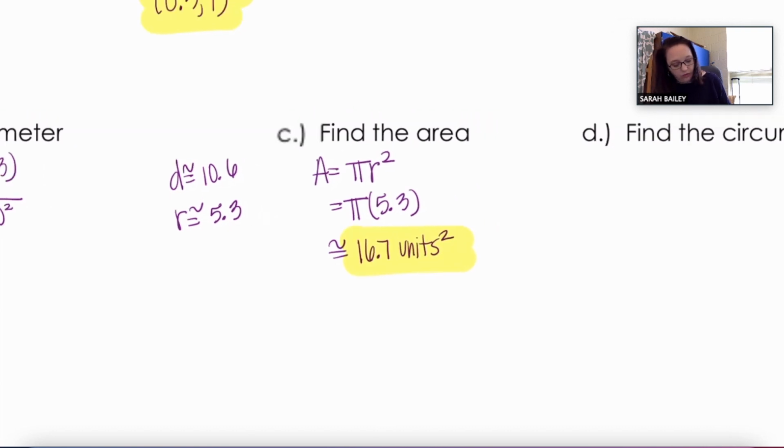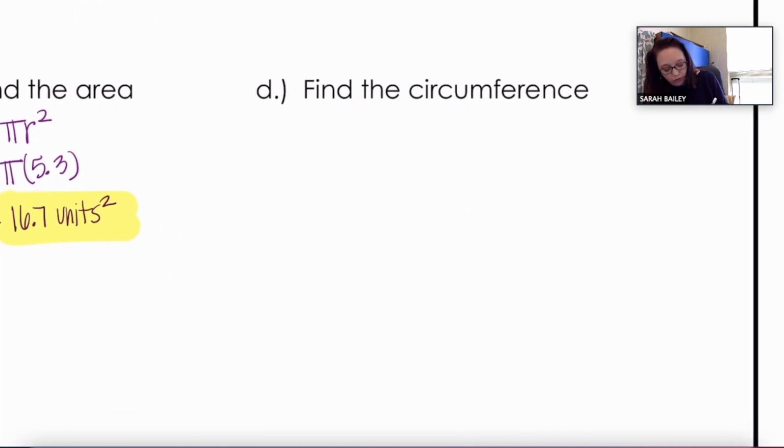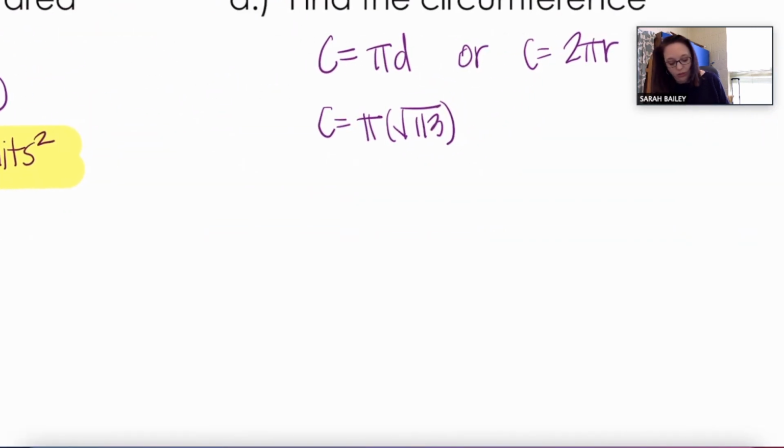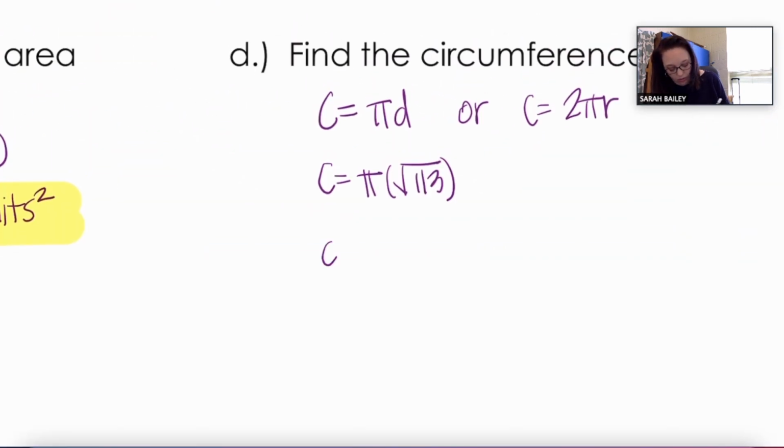Okay, and then find the circumference. So circumference, we can use pi times diameter, or 2 times pi times radius. Well, I'll do pi times diameter for this one, since I can do pi times, the diameter was the square root of 113, right? Yeah. So this one will actually be a little bit more accurate. Okay, and I am going to have to, of course, round. So I'm going to do my pi symbol times, so I got my pi symbol, and then I'm going to do the square root of 113.